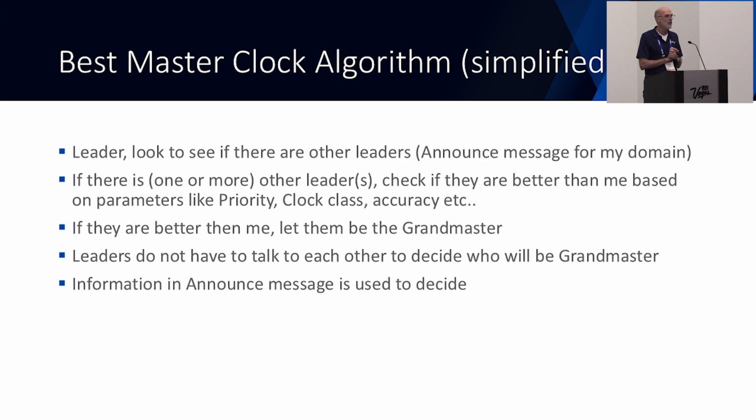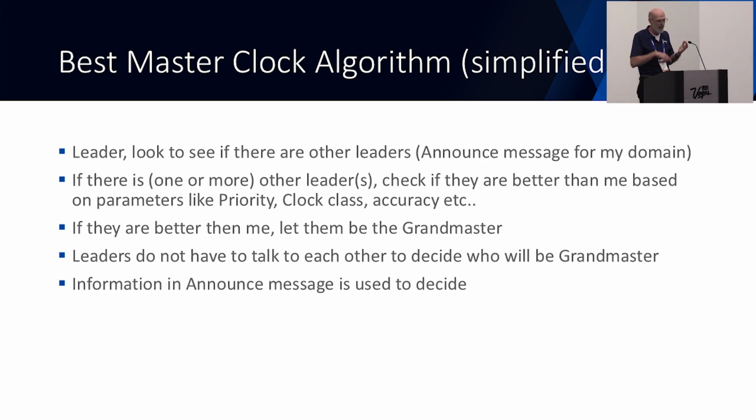The busmaster clock algorithm, simplified a little bit. Let's say I'm a leader. I'm looking to see if there are other leaders on the network. I look at the announce message and see the same domain as me. If I find one or more of them, I check if they're better than me, based on parameters inside the announce message, like the priority. Priority 1 is the first thing we look at, and if it's better than me, I just stop and say, okay, you can be the leader, I'll just be quiet.